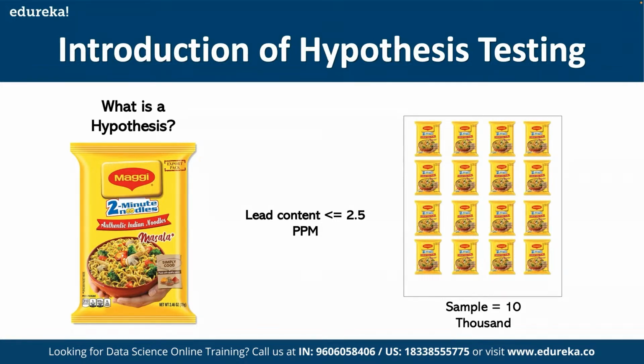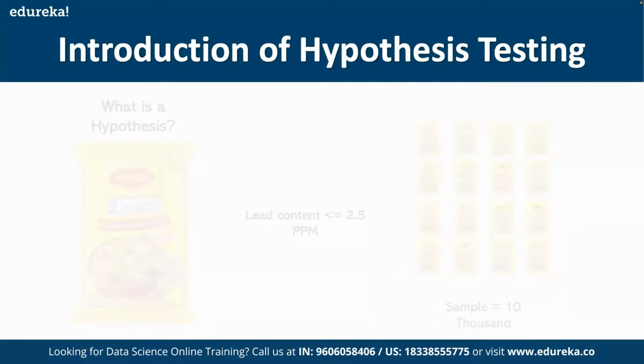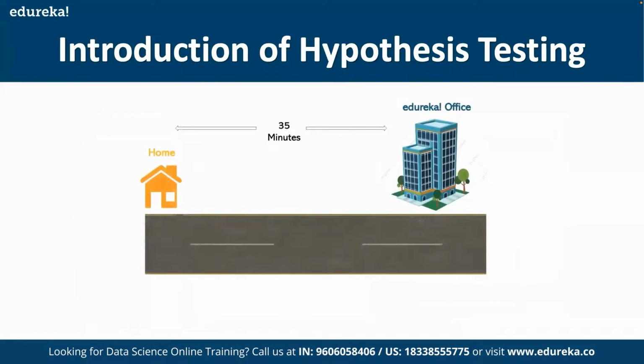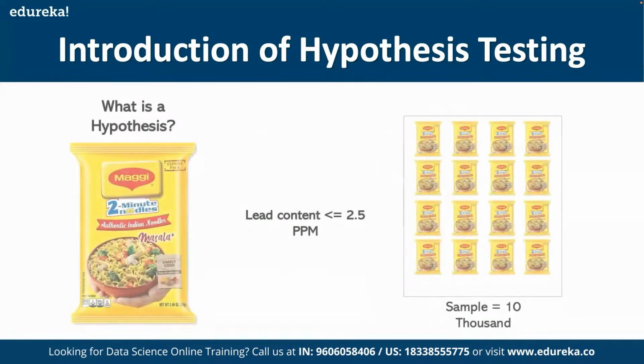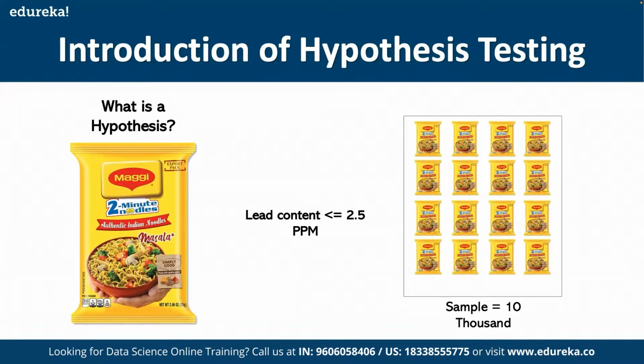So what I'm going to do is pick up a sample. Out of the 10 lakh products prepared by the Nestle company, I'm going to pick up 10,000 products. So 10 lakh products is the population, and from that population, I'm going to select a sample, in this example 10,000. Once I select the sample of 10,000, I'll go ahead and perform the analysis on these 10,000 packets.